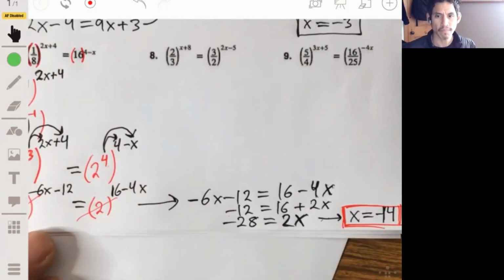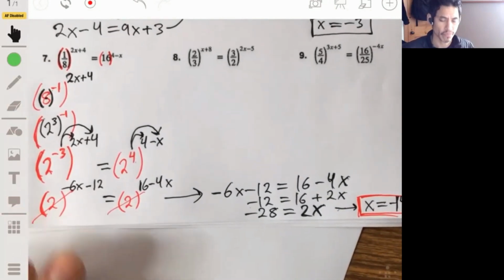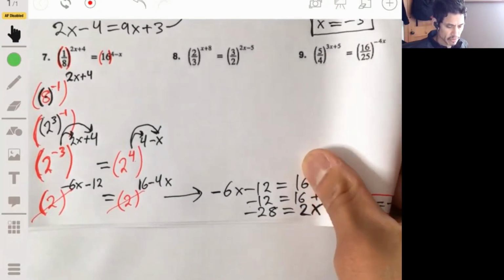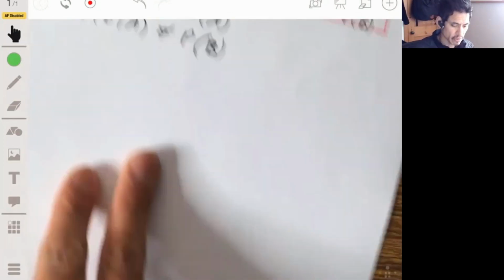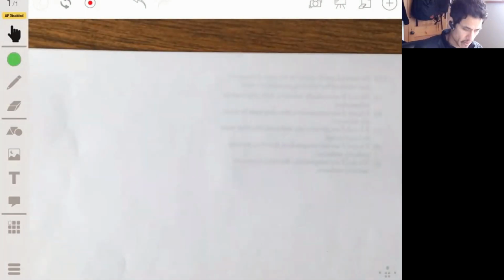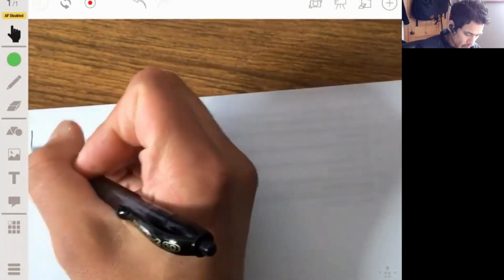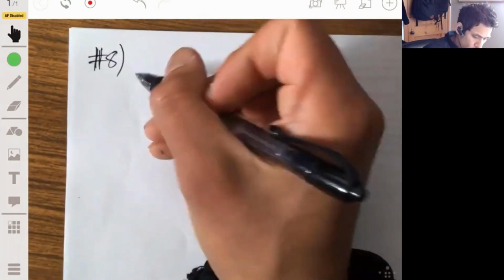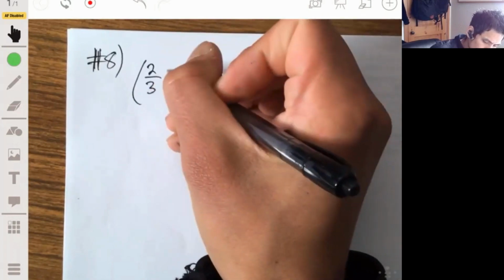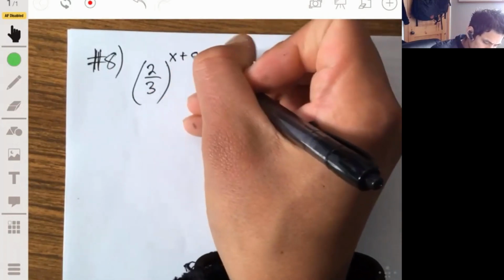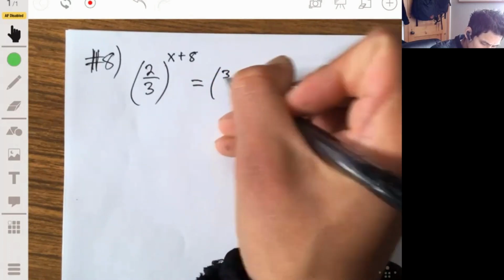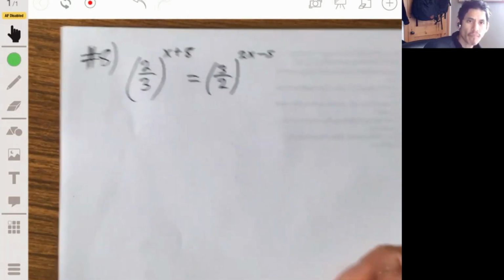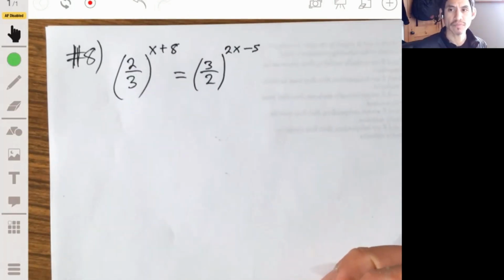Nice. All right, a couple more. I'm going to do problem 8 on a different paper, so I'm not cramming it all here. So let me write it over here. Problem 8. Two-thirds to the x plus 8 equal to 3/2 to the 2x minus 5.